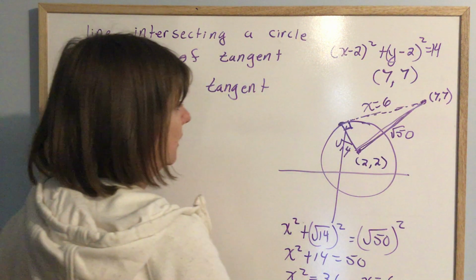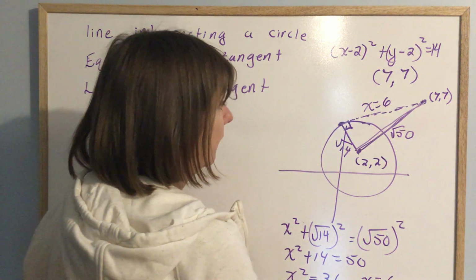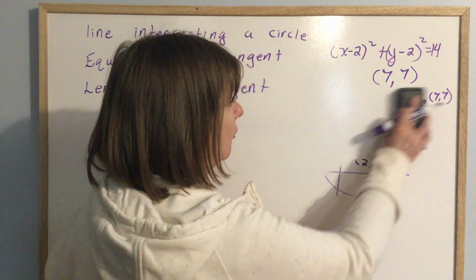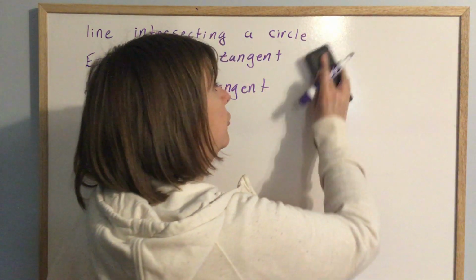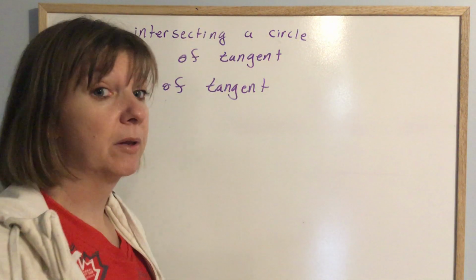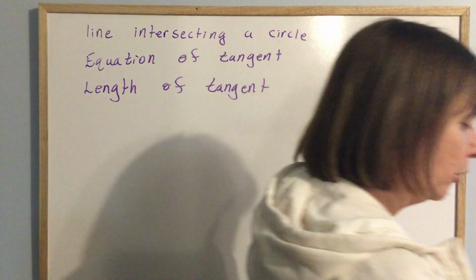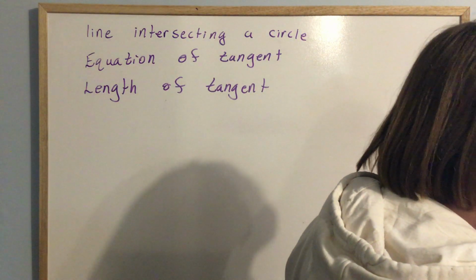And then, pay attention to the directions. Do they say round the answer off to the nearest tenth? Do they say leave the answer in simplest radical form? Pay attention to how they actually want the answer written.